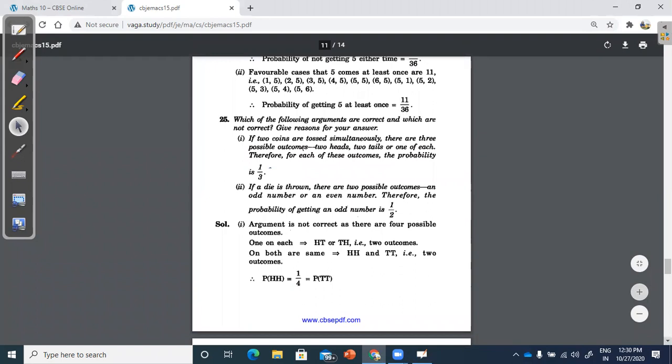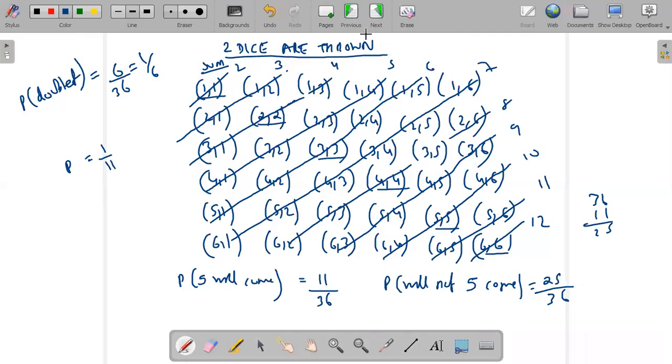Okay, question number 25. That's the last question. Which of the following arguments are correct and which are not correct? If 2 coins are tossed, there are 3 outcomes, 2 heads, 2 tails, 1 of each, and therefore for each outcome the probability is 1 by 3. This I discussed with you just now, that when you are having 2 coins, the number of outcomes is not 3, the number of outcomes is 4.